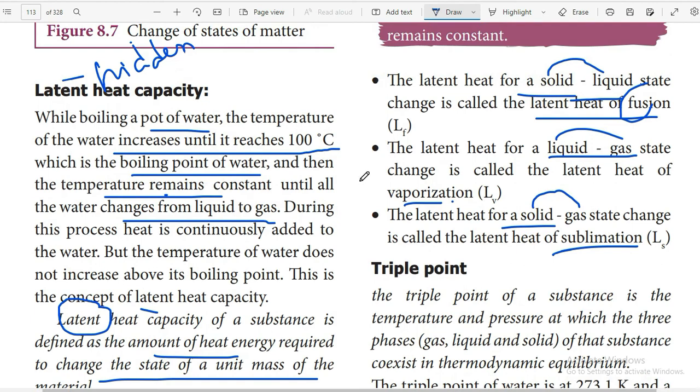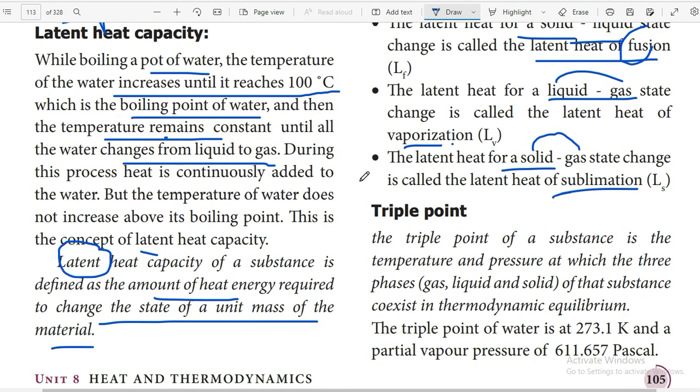Now in this video we have seen latent heat capacity. I hope you must have understood this. Those who have some doubts or clarifications, you can just write it in the comment section. I will be happy to clarify it.